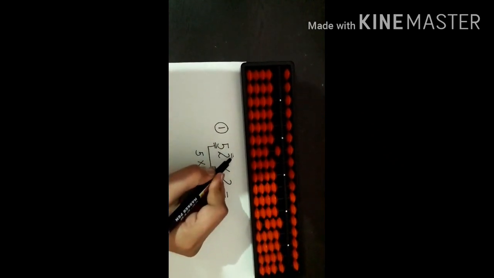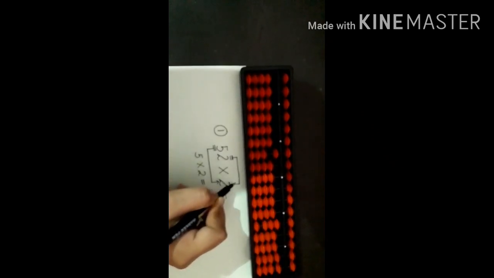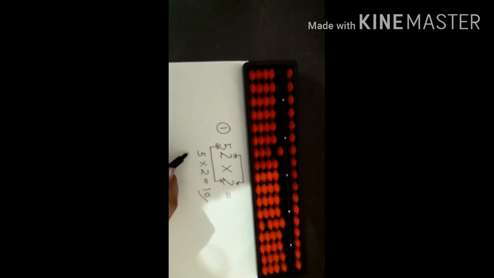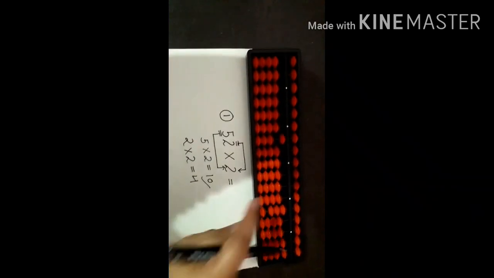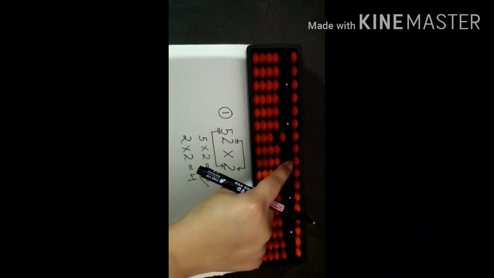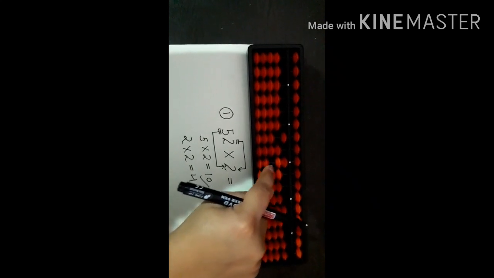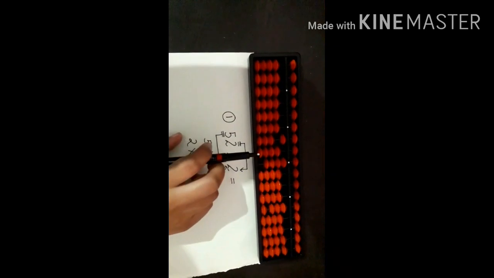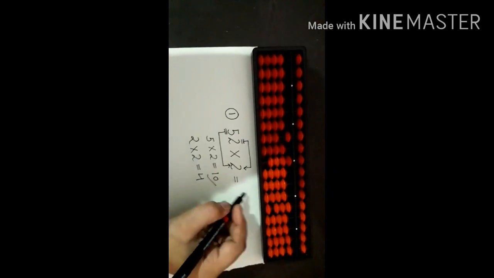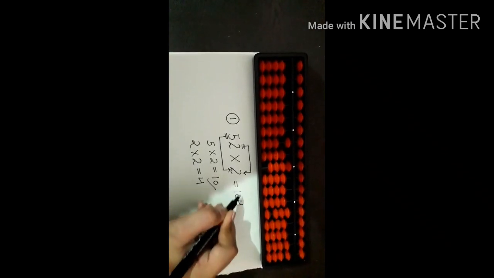Now for the next number we will multiply 2 with 2. What does it come to? 4. So 4 will go in the units rod. 1, 2, 3, 4. So how much does it come to? 104.